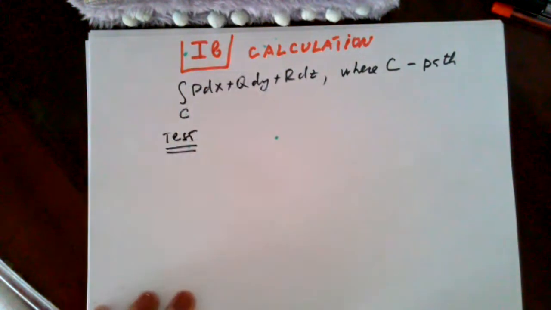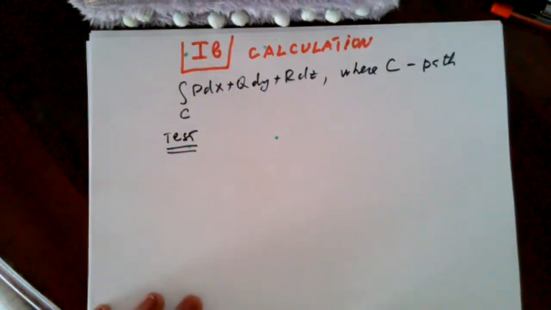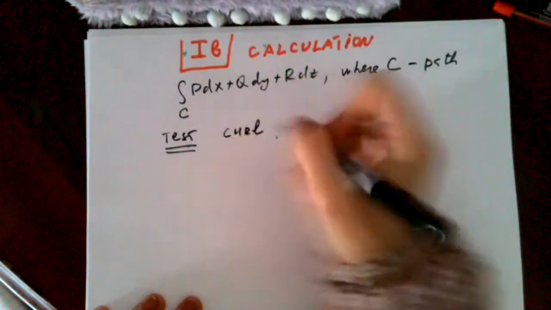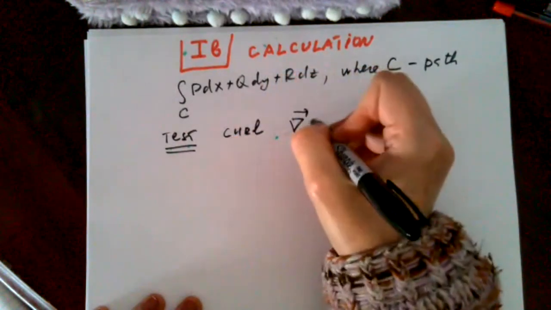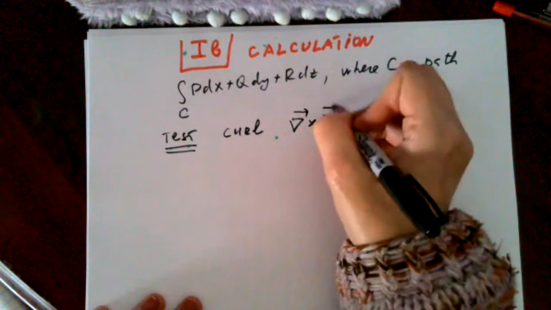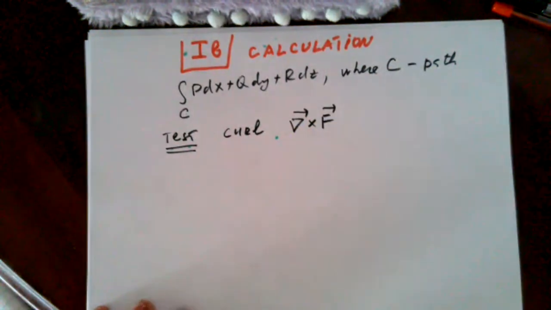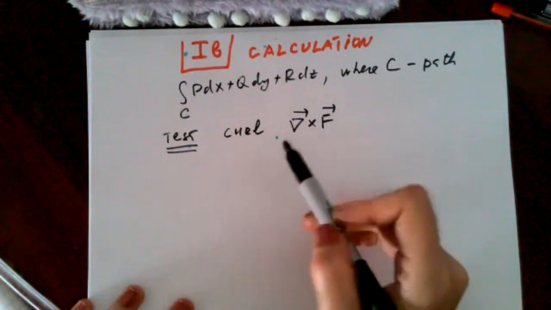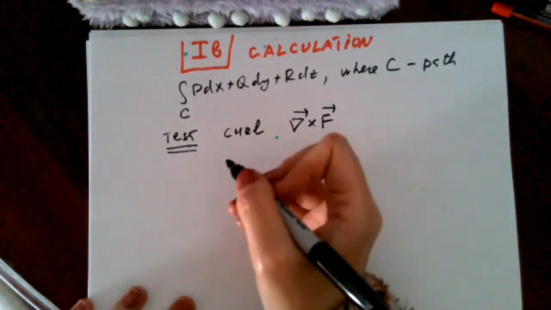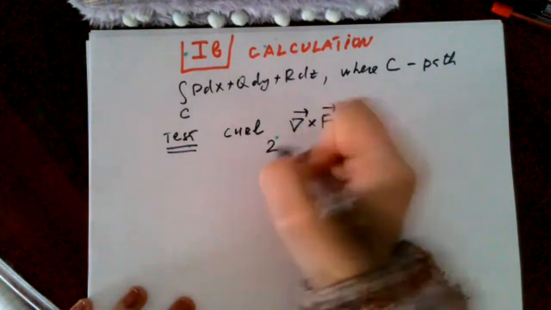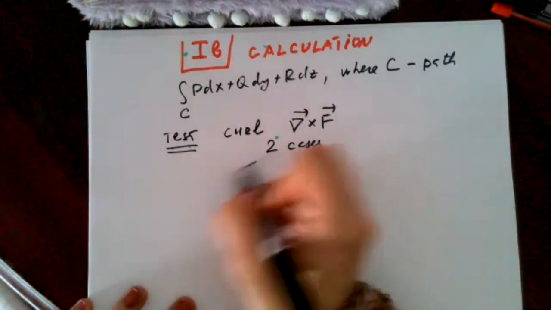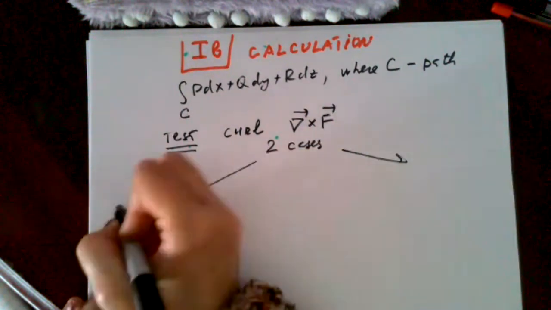You need to check if your curl is equal to 0 or not. Let me remind you that the curl was denoted like nabla vector product F. So you calculate curl, and depending on the result, you might have two options, two cases.